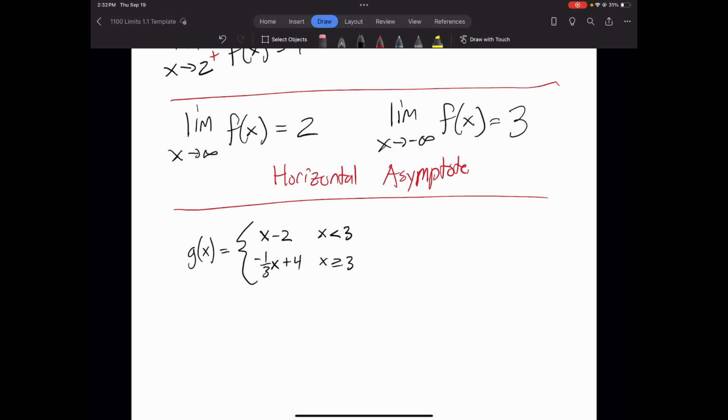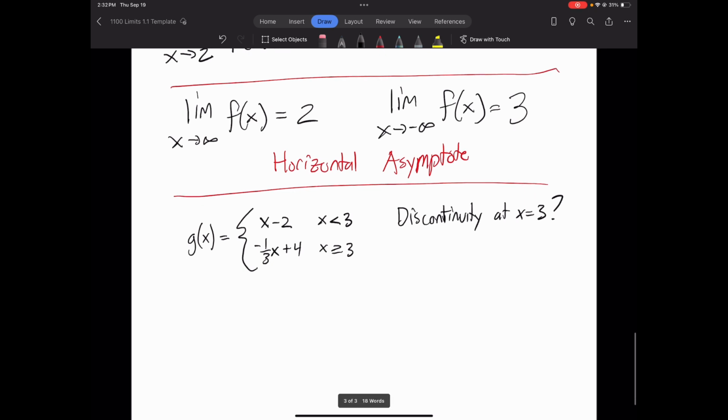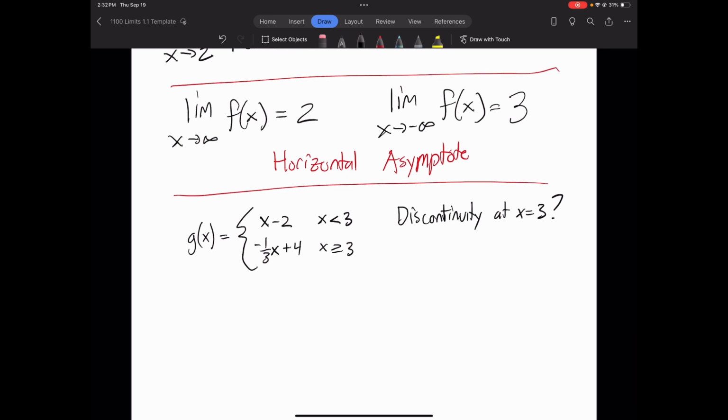So we're going to figure out if there's a discontinuity at x equals 3. That's what we're going to figure out here, and we're going to use limits to help me figure this out. So that means I want to find the limit as x approaches 3.